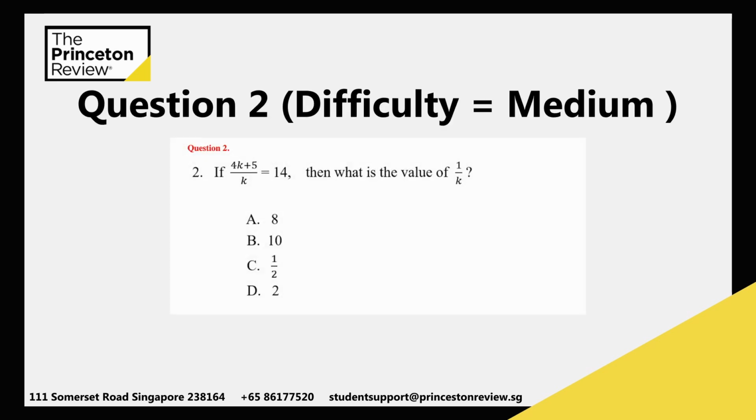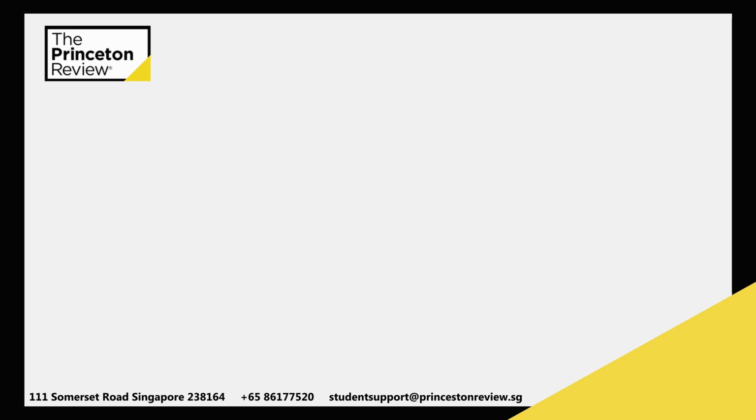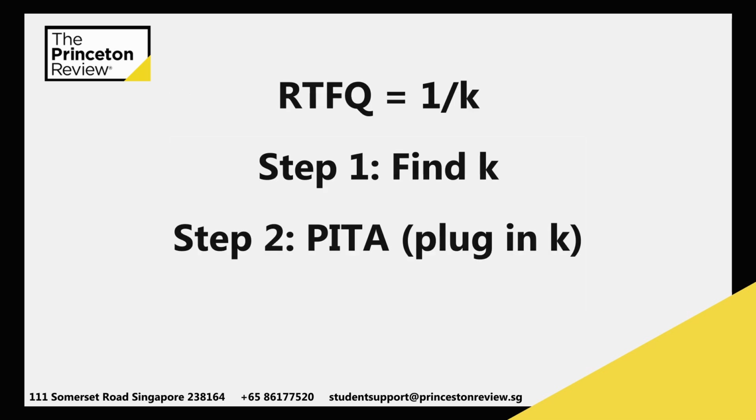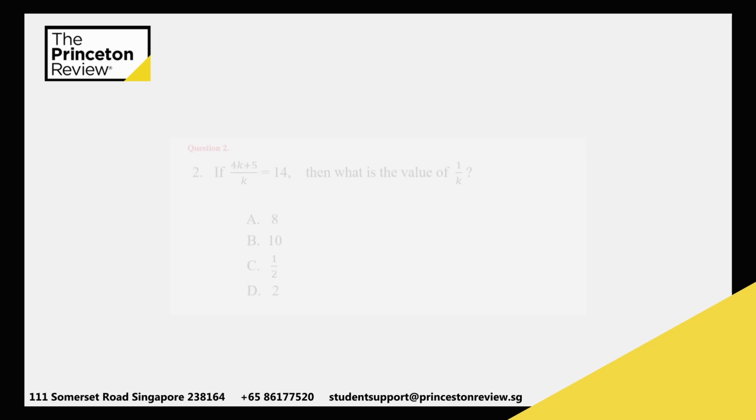This is question 2, and you may pause the video if you want to answer it yourself. The good thing about Princeton is that they divide the questions into different steps so that you can easily get to the final answer. Using RTFQ, we can see that we need to find the final value of 1 divided by k. And we can do this by solving for k using the initial information given.